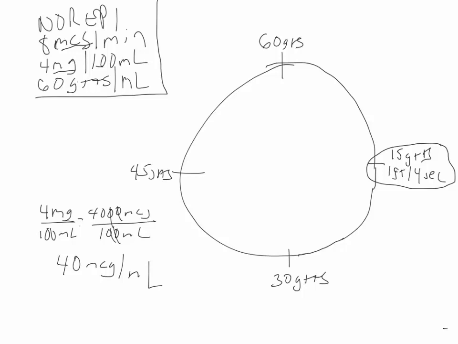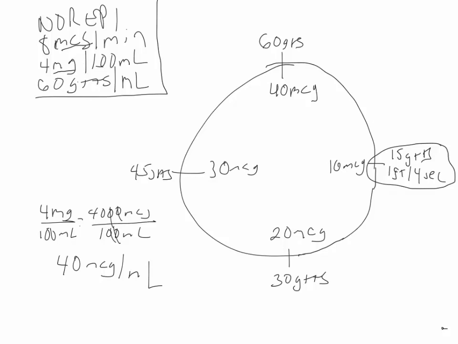So, our 60 drops over here will always be, for the purposes of this calculation, 40 micrograms. This will be 10 micrograms, which will be 15 drops. 1 drop every 4 seconds. 20 micrograms is going to be 30 drops, or 0.5 milliliters. And then over here we have 30 micrograms of norepinephrine.